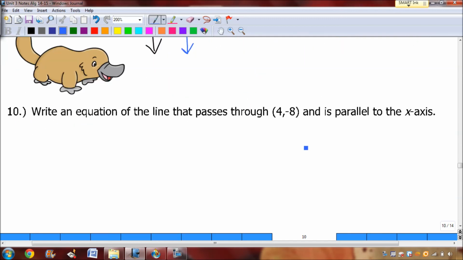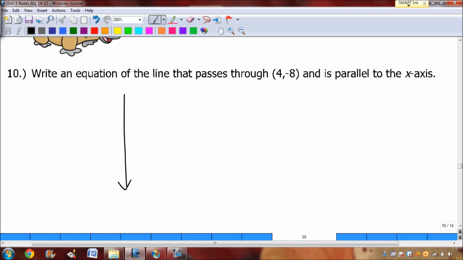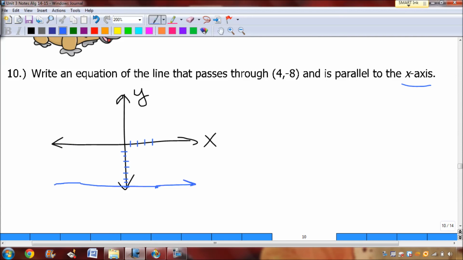Number 10, write an equation of a line that passes through 4, negative 8 and is parallel to the x-axis. So again, I'm going to draw a sketch of this so I can kind of see what it looks like. Here's my x-axis, here's my y-axis. I know it has to go through 4, negative 8, so I go to the right 4 and down 8. And then I put a dot right here. This time it says that it has to be parallel to the x-axis. Here's my x-axis right here. So it has to be another horizontal line, just like the x-axis is. Well, every single y value is the same on this line right here. What is that y value? It's negative 8. So y equals negative 8.